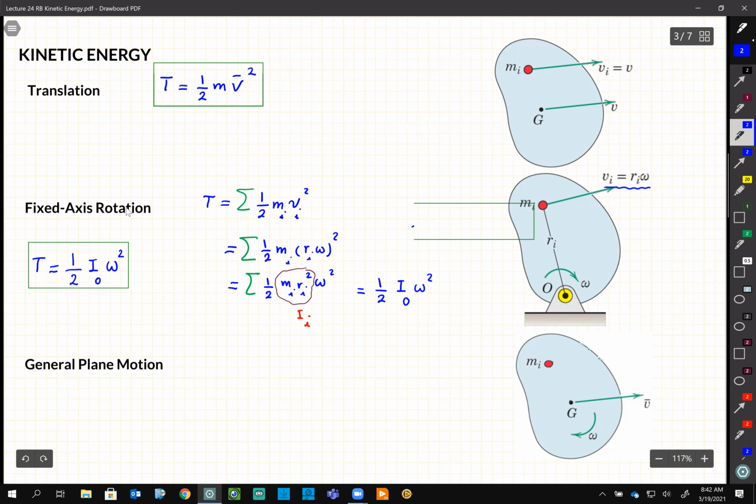And scenario number 3 is a combination of 1 and 2. Obviously, we can just add them. So T will be equal to half of m v bar squared plus half of, this time be careful, it is I bar omega squared, because it's not rotating about a fixed point, right? It's rotating about its center of gravity.